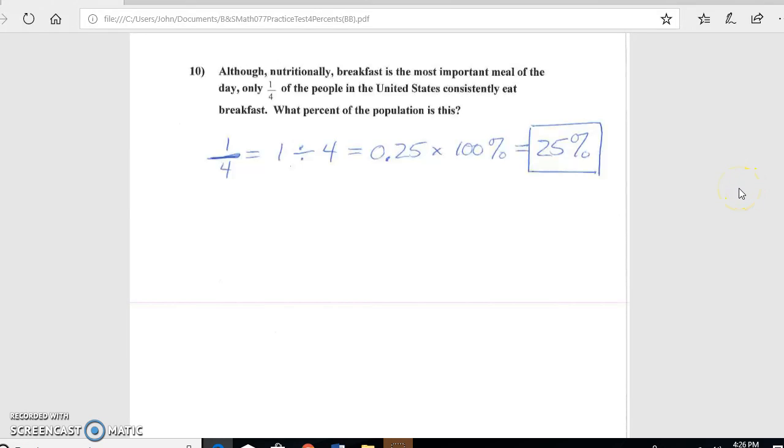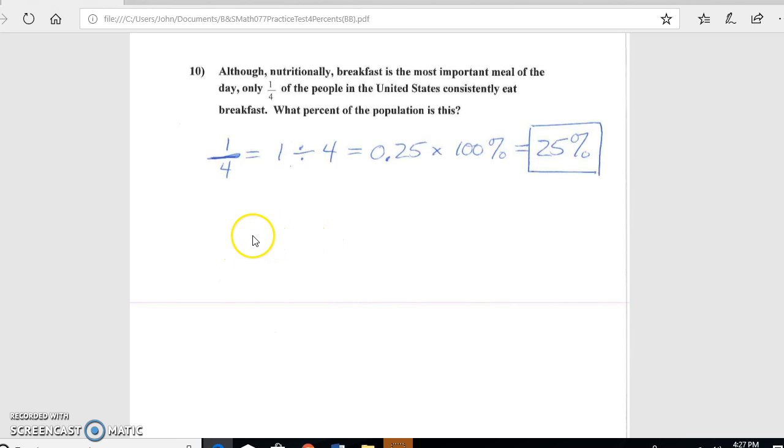This is the practice test for percents, and here we're working on problem number 10. And the problem states, although nutritionally breakfast is the most important meal of the day, only 1/4 or 1 out of 4 of the people in the United States consistently eat breakfast. What percent of the population is this?